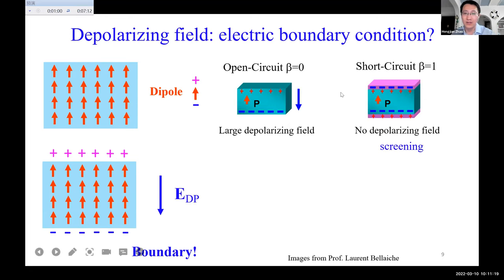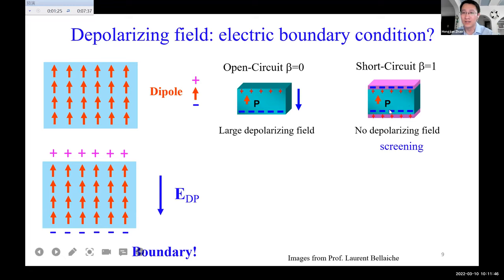Based on some analysis from Professor Laurent Bellaiche, typically there are two limiting cases. The first limiting case is the open circuit case. In this case, the net charges at the boundary are not compensated at all. Typically, you have a large depolarizing field. So beta equals zero characterizes this case. Another is the short circuit case, where beta equals one.